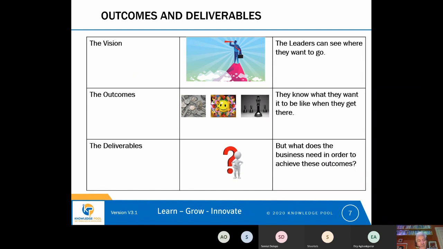And I think perhaps to understand these concepts, it's probably worthwhile thinking about Knowledge Pool and looking at what Knowledge Pool's vision is. We can think about the outcomes of what we need from our CRM project, and we can then think about the deliverables. So our vision within Knowledge Pool is to support people in Doncaster to get better jobs, to become more employable, to get better paid jobs. So we're seeking to improve people's employability.